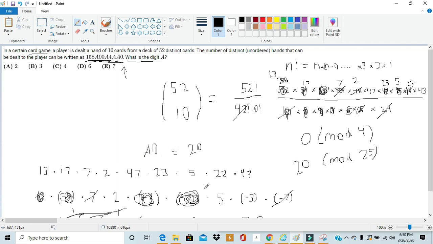That begs the question, what is A? What is A? I don't know. Yeah, obviously it's 2. Okay. So we have A0 is equal to 20. So then A is obviously 2.